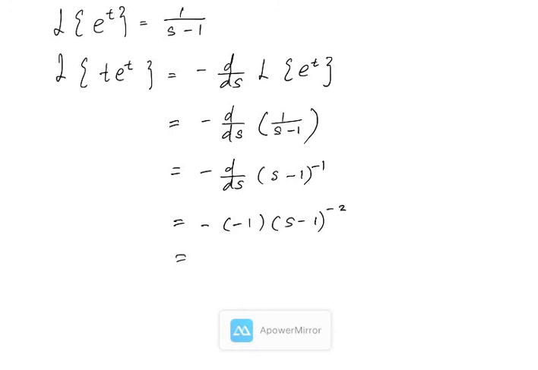Differentiating, you get negative 2. And then we write it properly. Then the negatives cancel out, so we get positive 1, and s minus 1 to the power of minus 2, you can bring down, that becomes 1 over s minus 1 squared.